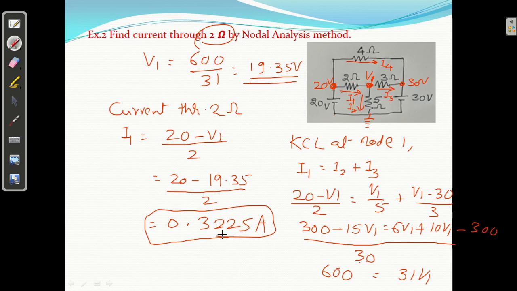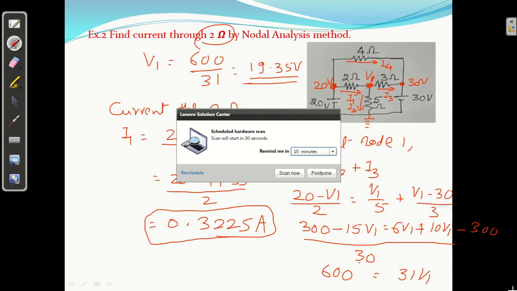Okay. So in this way you can solve the problem. Just you have to find the number of nodes, remark the current through each and every branch. और अगली स्टेप क्या है? We will write the KCL at the node whose voltage is to be find, right? And then find the required quantity.